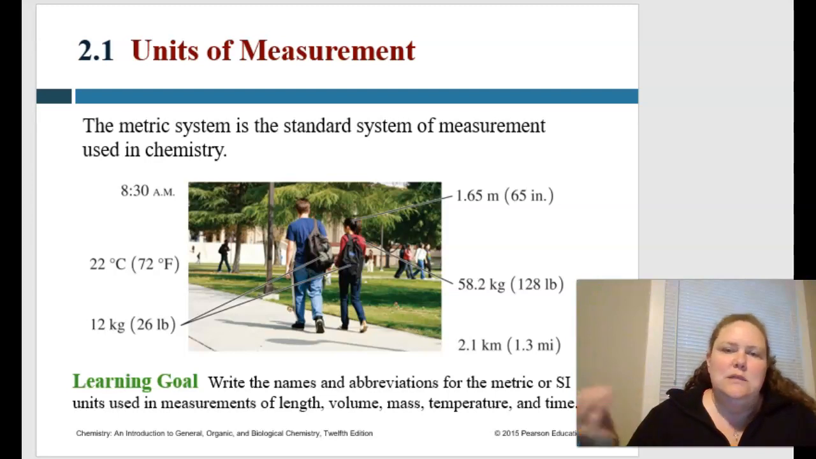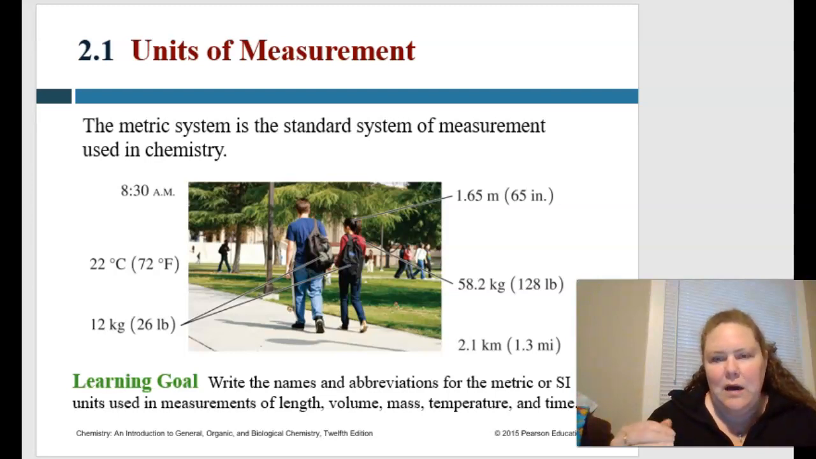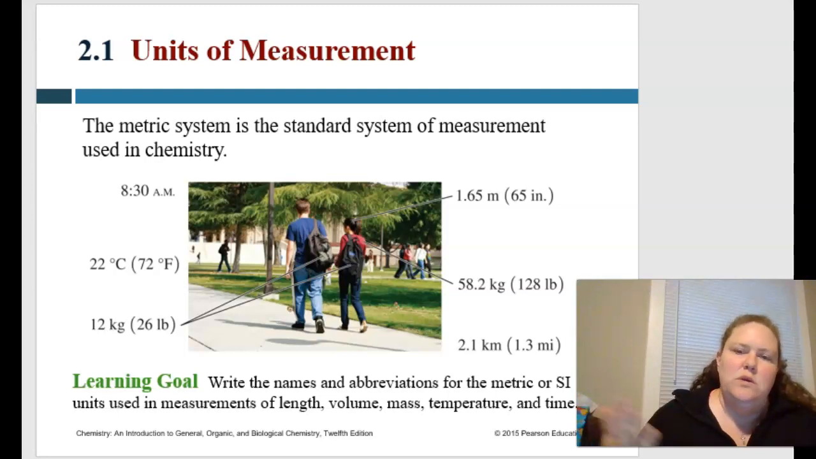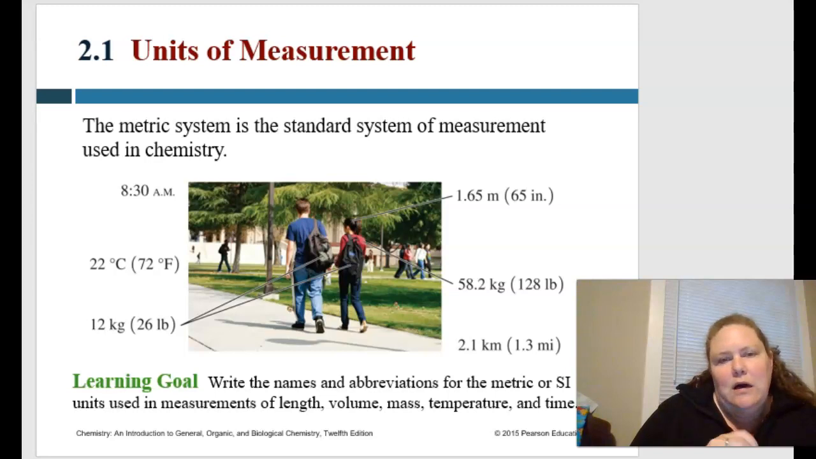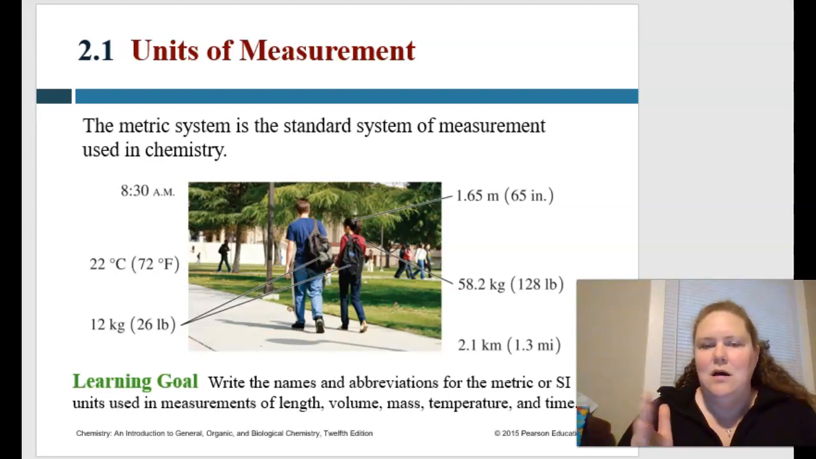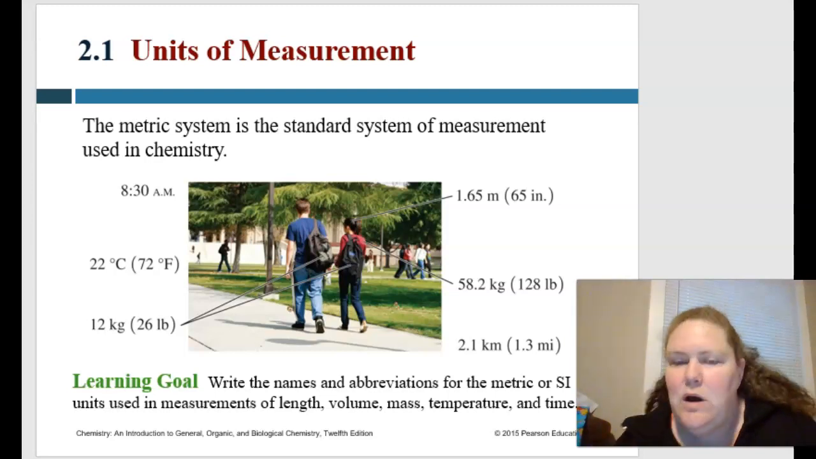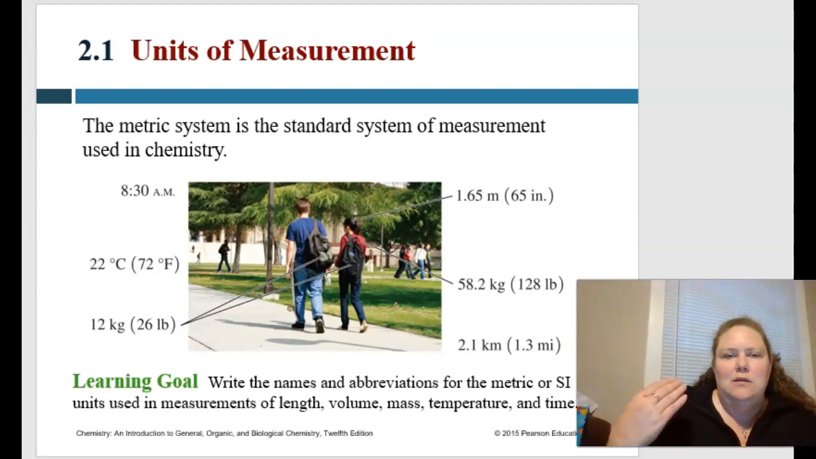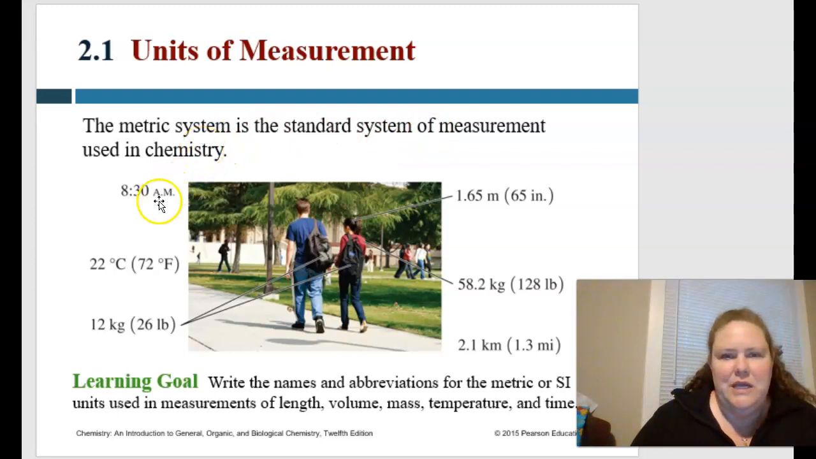So in science we use the metric system. Now we live in the United States, so we use the imperial system, and so there is a difference between the two. We're going to look a lot at the metric system, and it actually makes so much more sense in my mind personally. I actually think in metric, and sometimes it's hard for me to switch back and forth. But you can see that the metric system is a standard system of measurements used in chemistry.